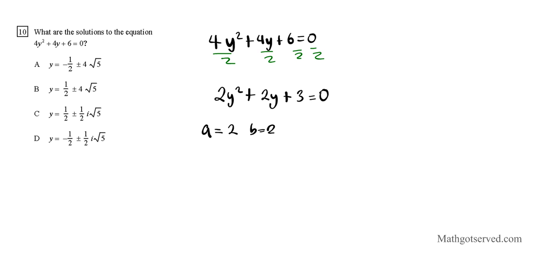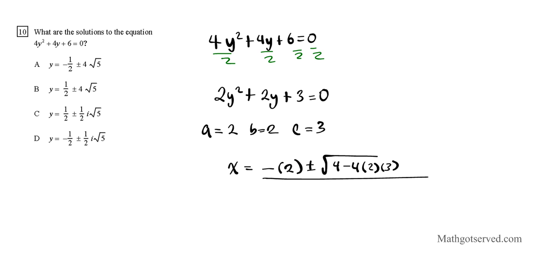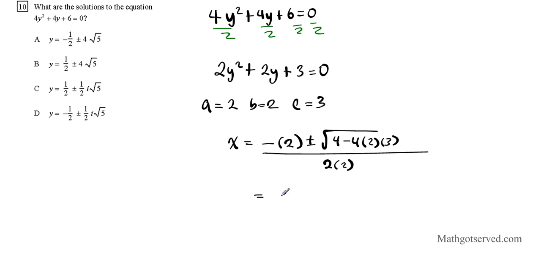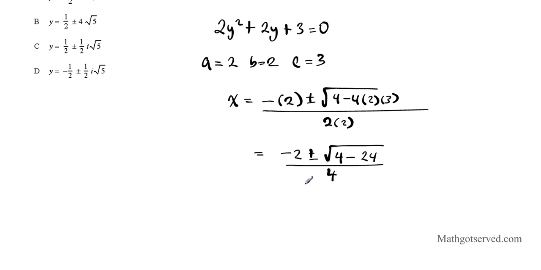a is 2, b is 2, and c is 3. We're going to have x equals negative b plus or minus the square root of b squared, which is 4, minus 4ac over 2a. Okay? All right, so that becomes negative 2 plus or minus the square root of 4 minus 8 times 3 is 24, divided by 4. Okay? All right, now this becomes negative 2 plus or minus square root of negative 20 over 4.